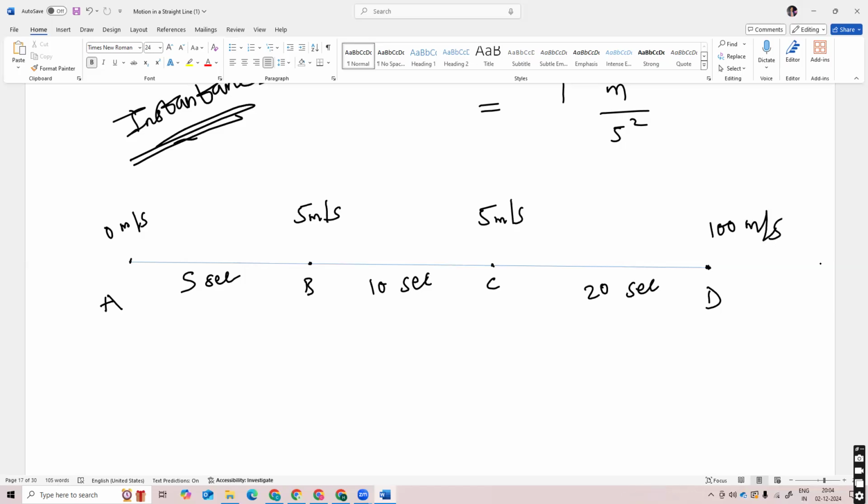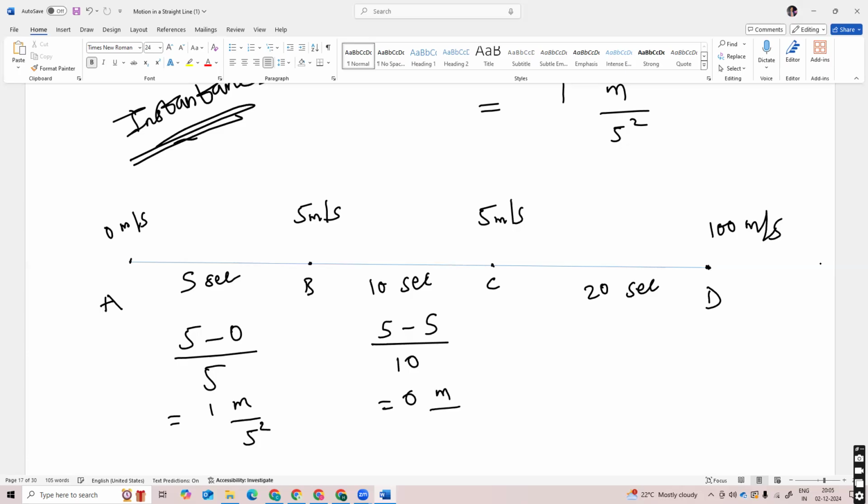So if you find its acceleration between A to B, it was change in velocity per unit time. So it was 5 minus 0 divided by 5, which means 1 meter per second square. So this was its acceleration from point A to B. If you find its acceleration from B to C, then final velocity is 5 minus initial velocity 5, divided by time 10. So it is basically 0 meter per second square.